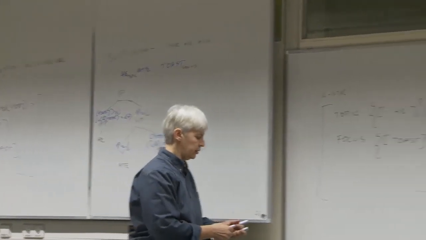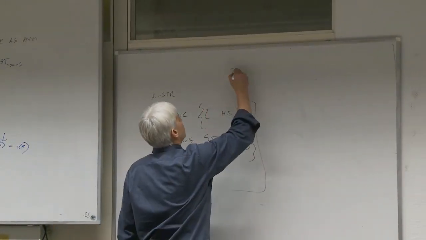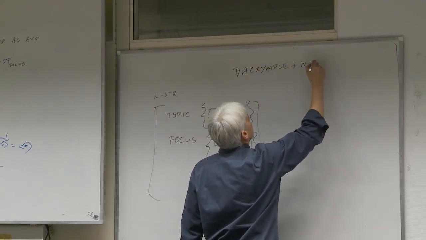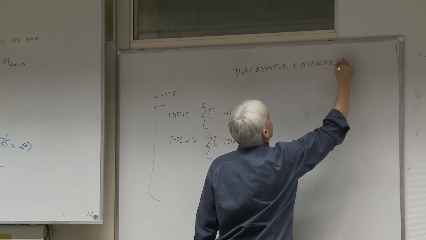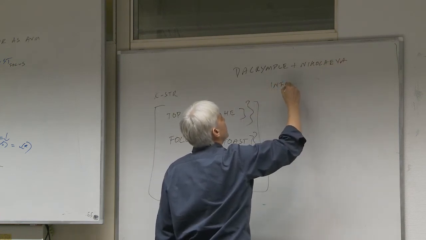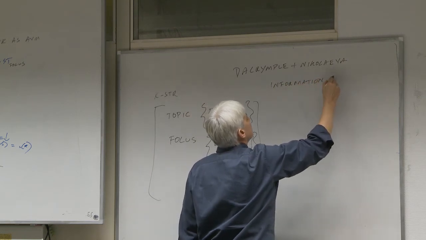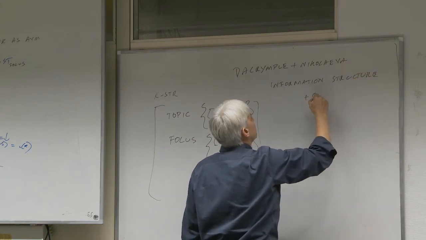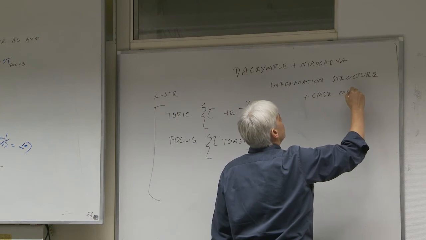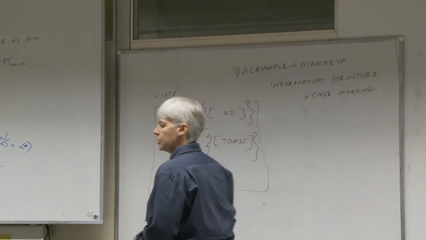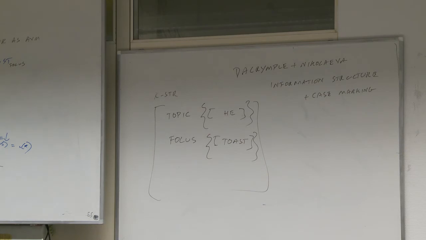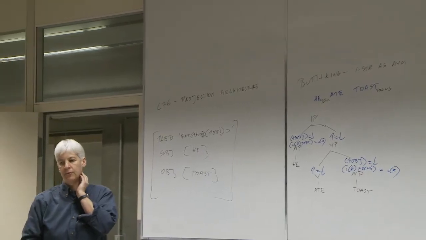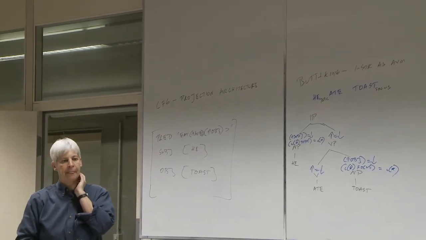And also, oh yeah, I should also mention for sure, there's a whole big book, Dalrymple and Nikolaeva, on information structure and case marking. And they work out an alternative architecture within LFG that is very, very much semantically oriented, and work out an alternative way of doing information structure as well.